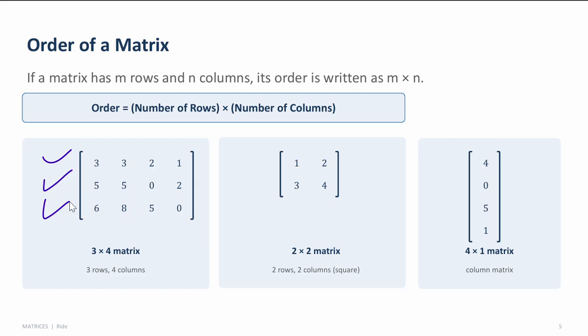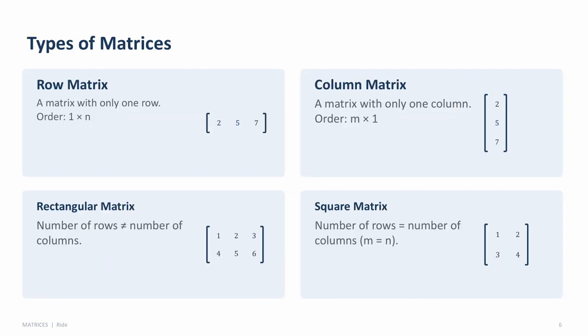So if I talk about a column matrix, can you see this? It just has one column and it has 4 rows. So it is basically termed a column matrix, right? It is a 4 by 1 matrix. So these are certain types of matrices. First is the row matrix. A matrix with only one row is termed a row matrix, right? Can you see there is only one row and 3 columns here? So what is the order of this matrix? It is 1 by 3, right?